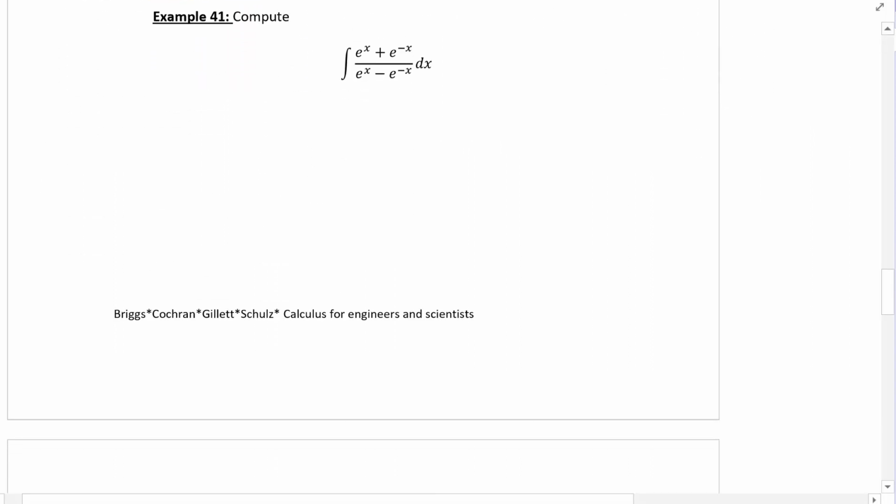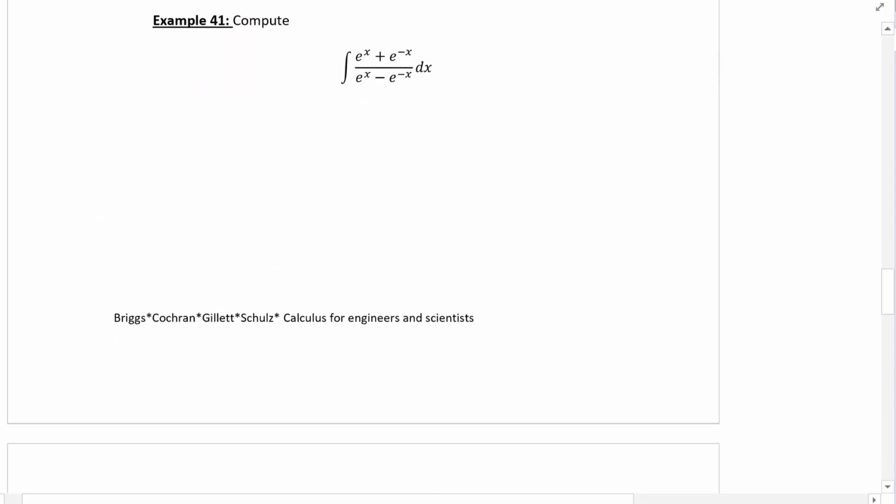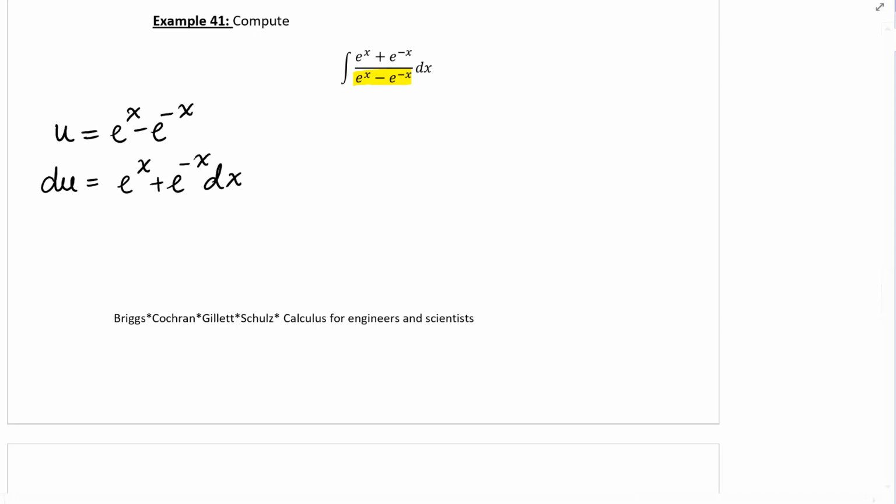Now let's take a look at the next problem. Compute the integral of e to the x plus e to negative x over e to the x minus e to negative x. So I'm going to try substitution again. How about e to the x minus e to negative x? We set it equal to u, so the denominator. So du, the differential, is e to the x plus e to negative x dx, which is exactly the numerator.